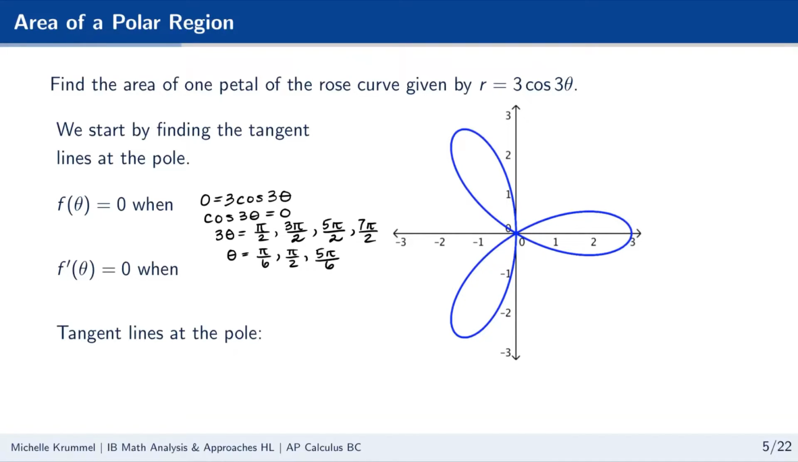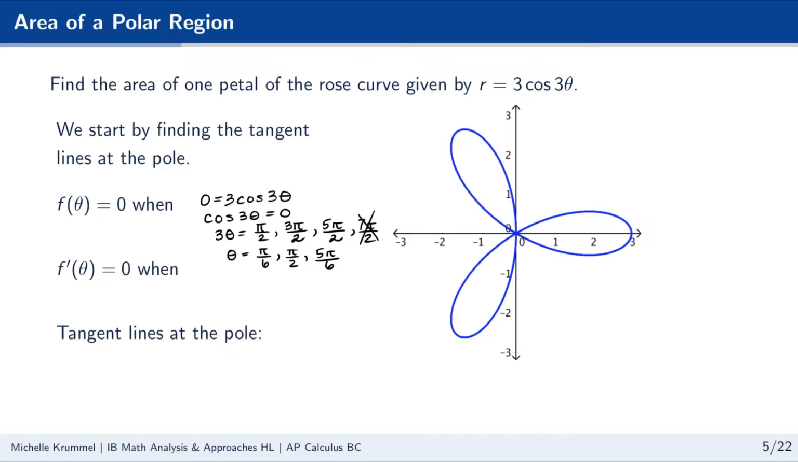The next one will be 7 pi over 6, but 7 pi over 6 is just on the opposite side of the angle pi over 6. So that is a repeat solution. I don't need to list that one. Here are my 3 theta values. So that's going to give me my 3 tangent lines at the pole. Theta equals pi over 6 will be one. Theta equals pi over 2 is another. Theta equals 5 pi over 6 is the third.